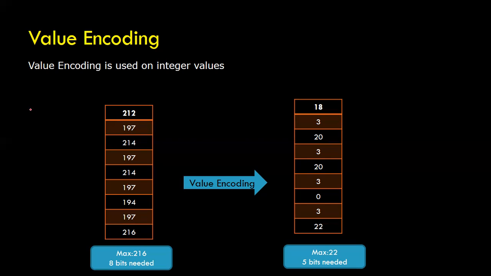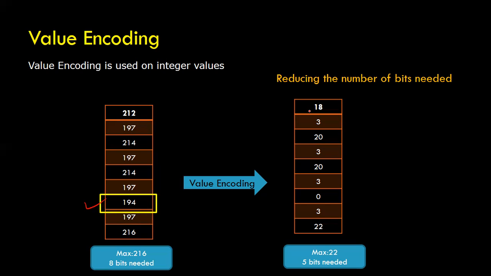So how the value encoding does it is a very interesting one. Look here, of these values, which one is the minimum value? 194. This is the minimum value. It first finds the minimum value and then it subtracts the minimum value from each and every value. So 212 minus 194 is 18, and 197 minus 194 is 3. Likewise, 194 minus 194 is 0. After subtracting the minimum value from each and every value, now we can see that the 3 digits got reduced to 2 digits.